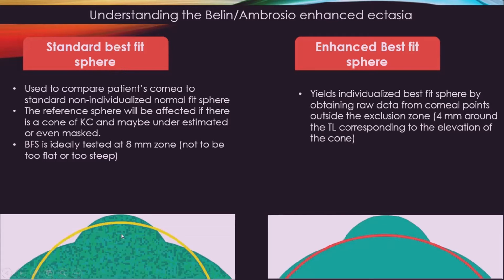We have to subtract it from my equation, and then I have to create another best fit sphere outside this 4 millimeter zone, which will be more flat. Then putting back the cone and calculating the elevation. So we can see that the difference between the left and the right image, it is a part under the yellow line. I'm running out of time, so I have to go quickly.